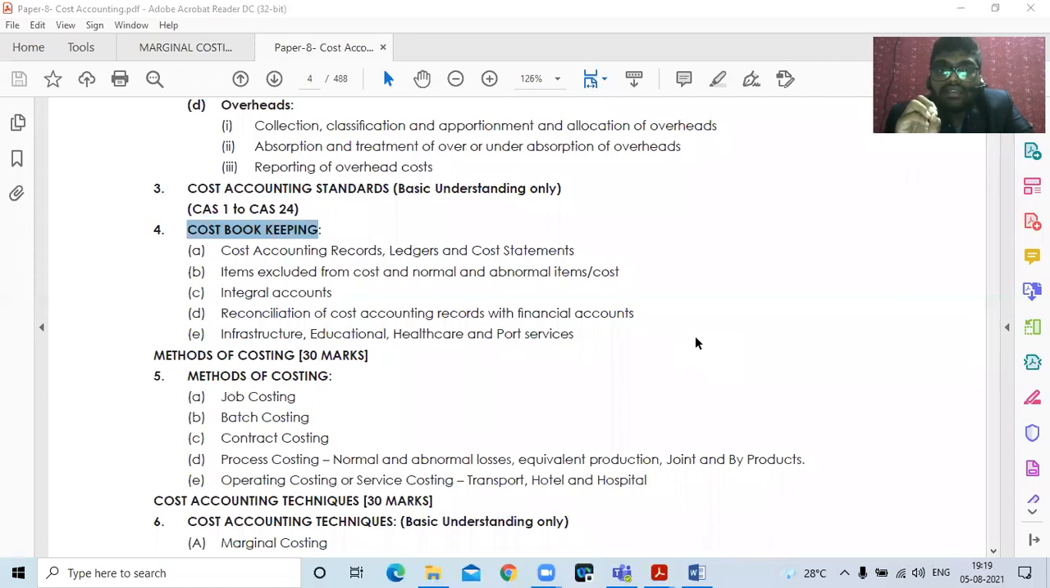That is there. Then reconciliation statement. What do you understand by the term called reconciliation statement?